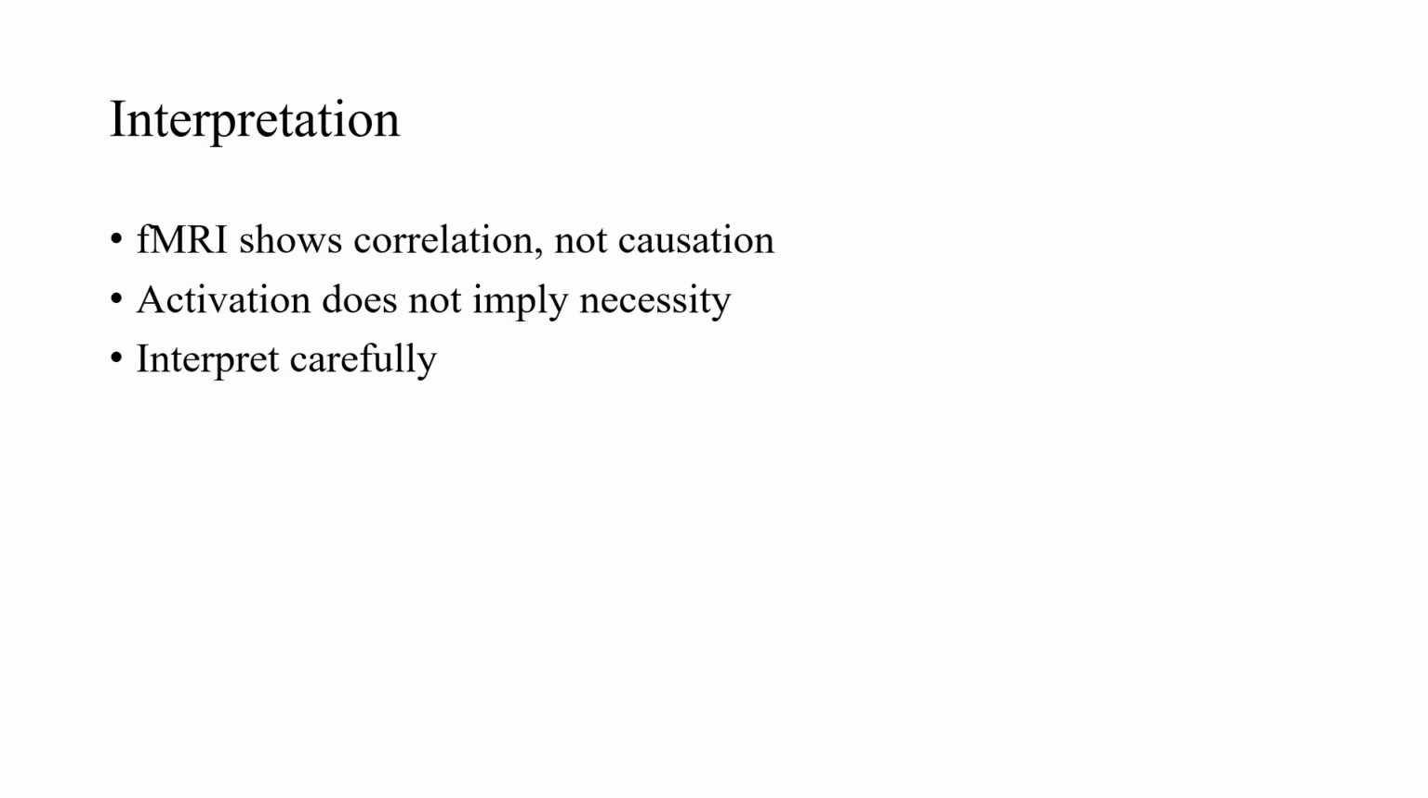Now, interpretation of fMRI is extremely important. One needs to understand that fMRI basically shows correlation data and not causation data. This is something I was mentioning in the previous lecture also. Activation does not imply the necessity of that area. If a particular area of the brain is active during a particular cognitive function, it does not imply that that area is absolutely necessary for that cognitive function to be performed. Therefore, a very careful interpretation of fMRI data is required.